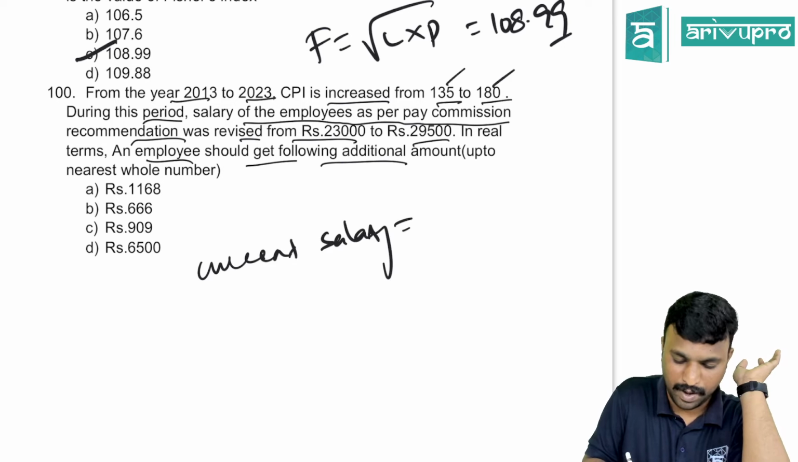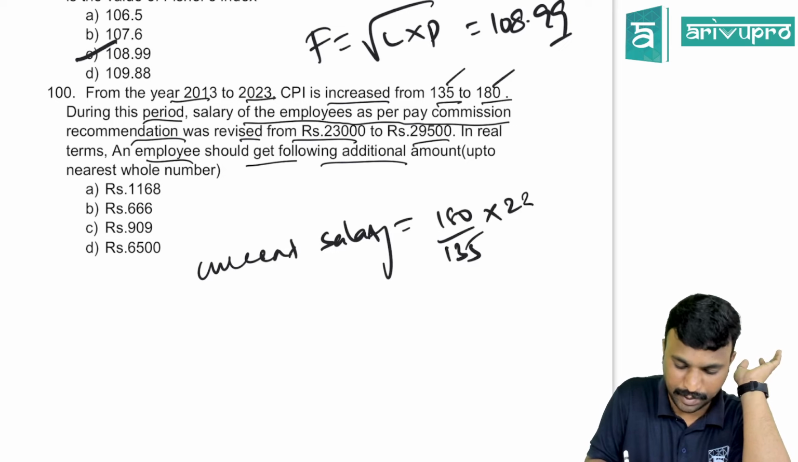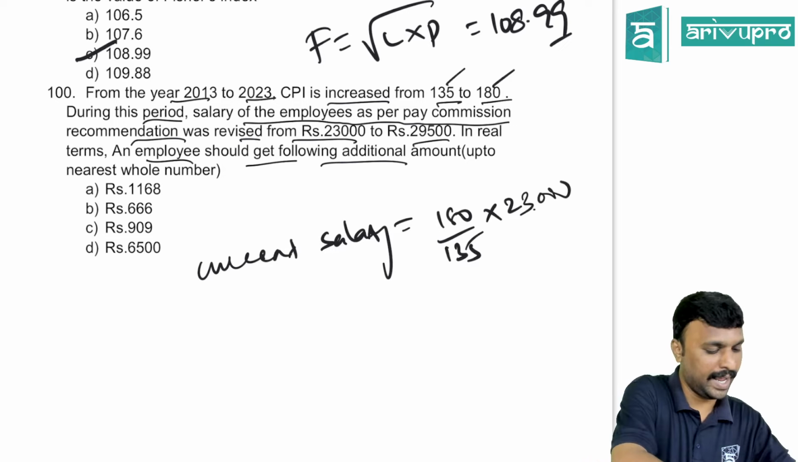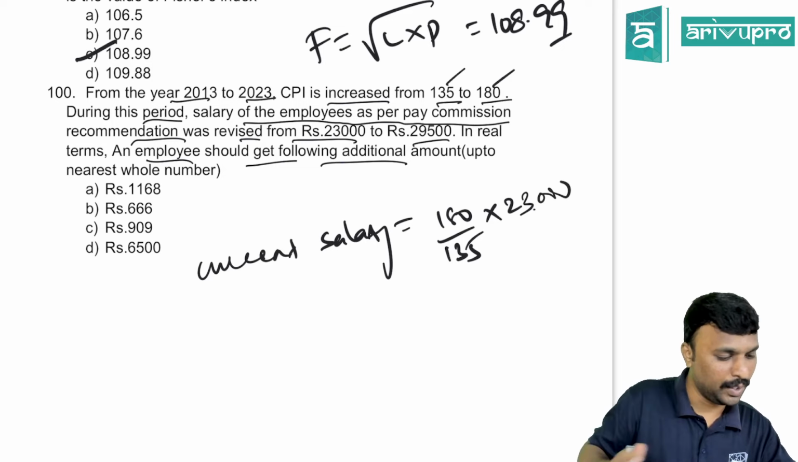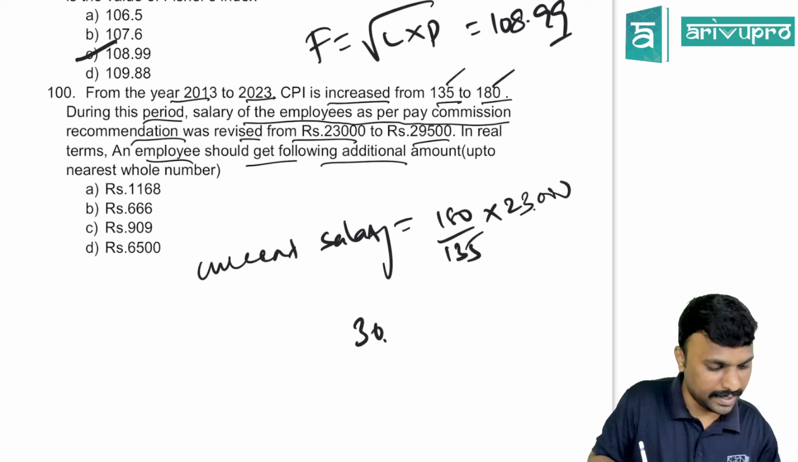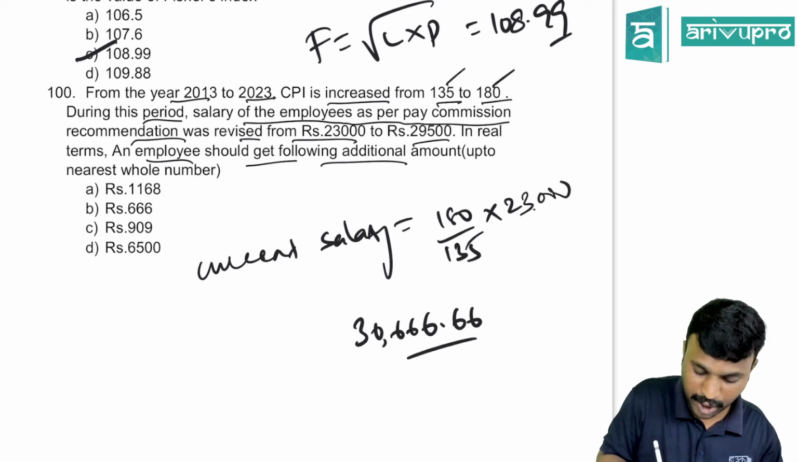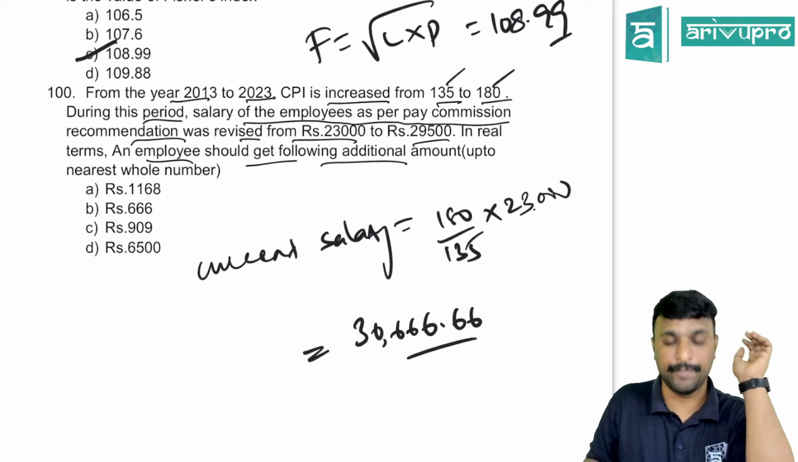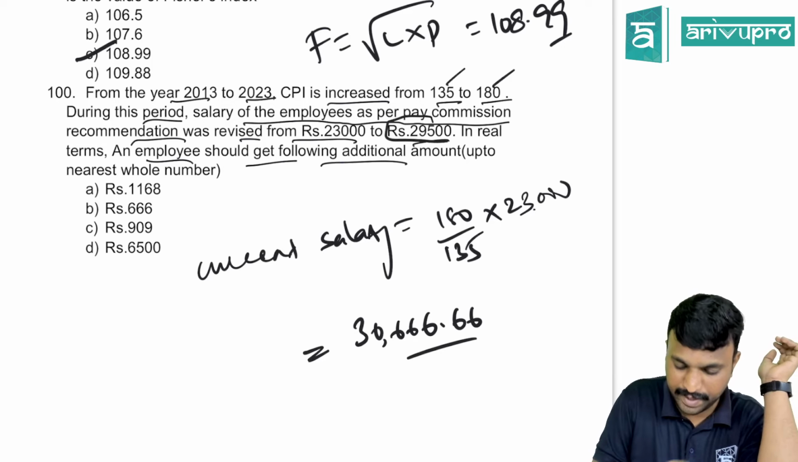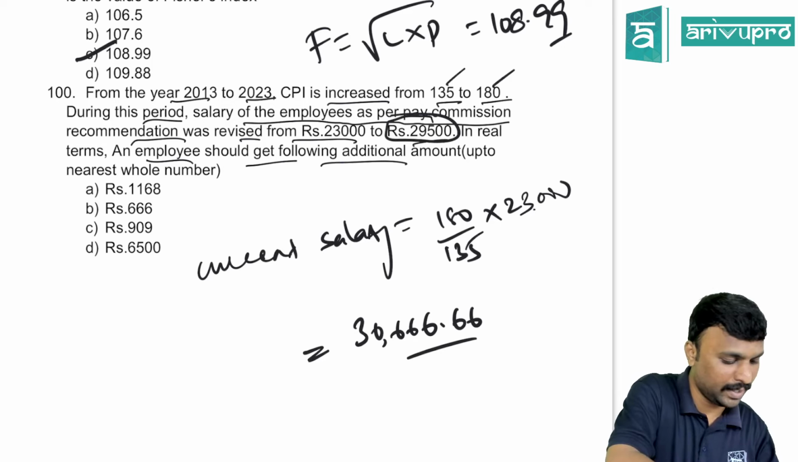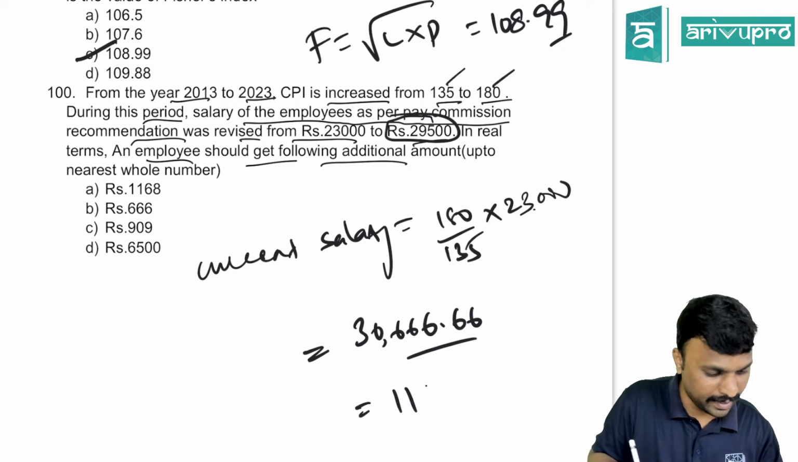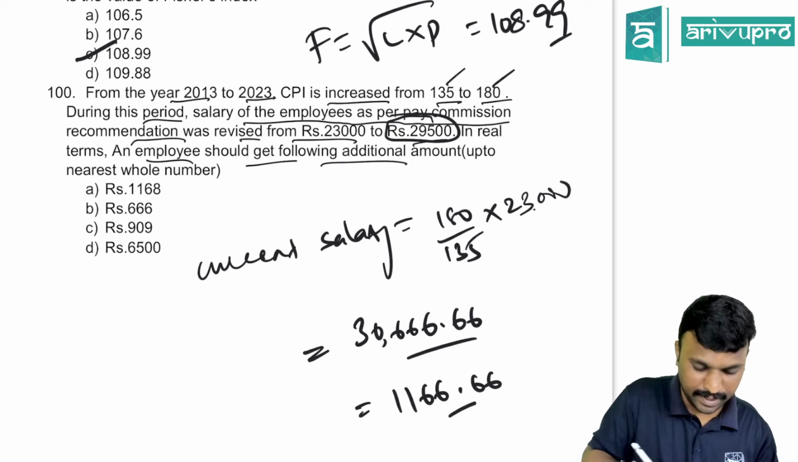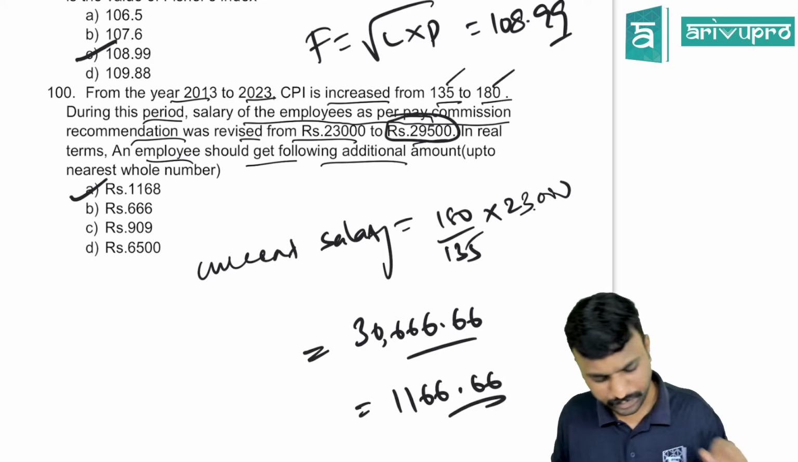Current salary should be what? Factor of index 180 by 135 into base year salary, which is 23,000. So it's 180 divided by 135 into 23,000. If you do, you get 30,666.66. This should have been the current year salary, but they have made it only 29,500. So if you subtract 29,500, extra should be given to him as 1166.66. The nearest answer is option A.